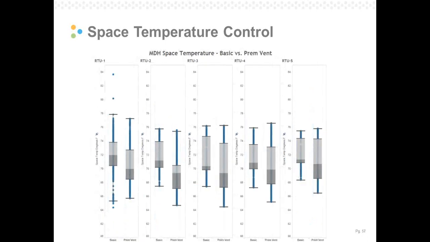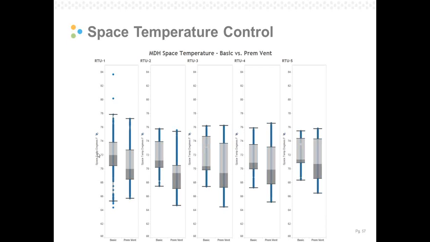Also, to reveal that some of this did predict exactly what we were anticipating we would see. So these are box and whisker plots of the space temperature for the premium ventilation package. And in most cases, this is exactly what we anticipate the premium ventilation is supposed to be doing, which is setting the temperature back when people are not there.